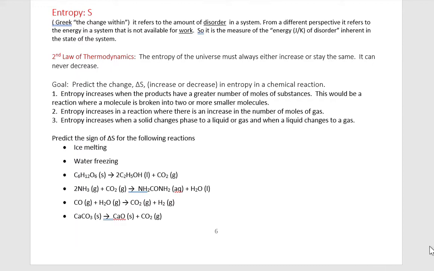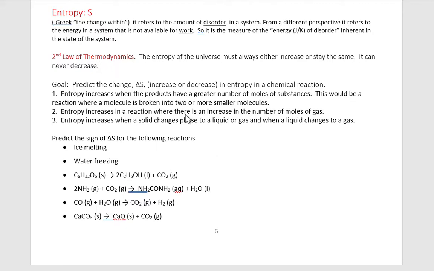So you can predict an entropy change if you just think about whether order is increasing or decreasing in a system. Entropy increases when the products have a greater number of moles of substance. If you look at a reaction and there are more moles on the product side, so here's a reaction, we have 1 mole of C6H12O6. But look at all the moles we have over here. I have 2 moles of this and 1 mole of that, so I have more moles of my products than I have over there. Well, that's an indication that entropy is increasing.